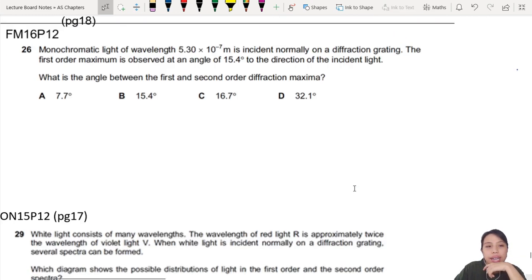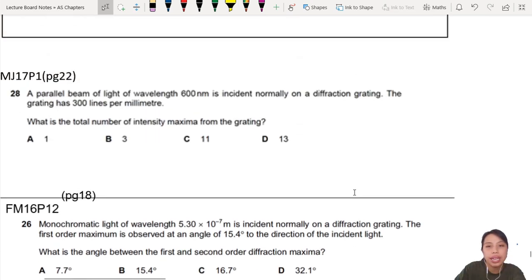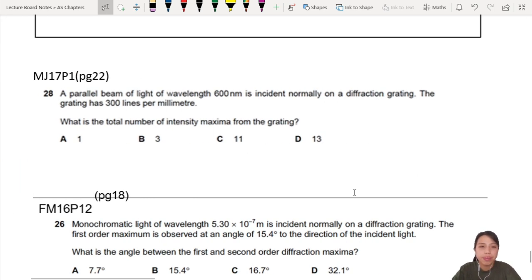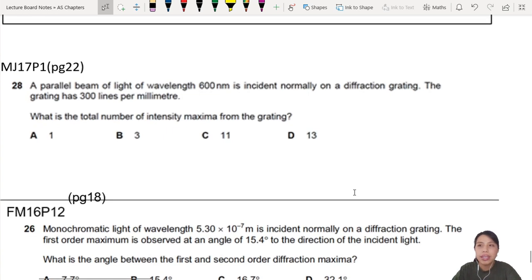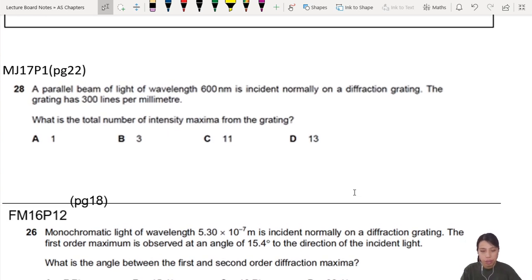Now let's continue. The last few questions, 3 more before we call it a day of examples. This one is a very common question. Page 22. A parallel light beam is incident on a diffraction grating. The grating has 300 lines per mm. What is the total number of maxima from the grating? So you need to think about this.